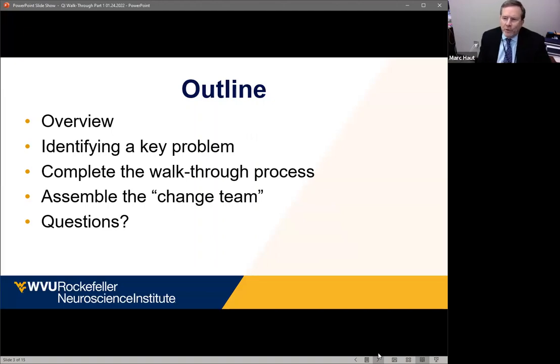So after last week's kind of quick, broad overview, we're going to get into a little more details. We'll talk about the first three processes in doing this, which are identifying a key problem, doing the actual walkthrough process, and assembling the change team, which is really important. All of these are actually important, but the change team is really key to your ability to develop a good program and then sustain it.